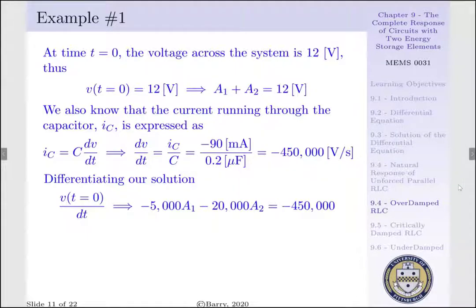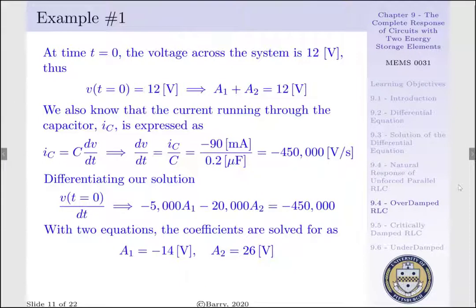Now, to differentiate our solution such that we can apply the dV/dt we just found, we'll take the time rate of change of a1 e to lambda 1 t plus a2 e to lambda 2 t, and evaluate this when time is equal to 0. Thus, if we take the derivative of our voltage with respect to time when time is equal to 0, we'd have minus 5,000 a1 minus 20,000 a2 equal to minus 450,000.